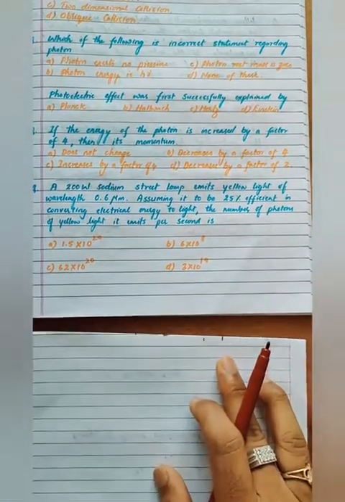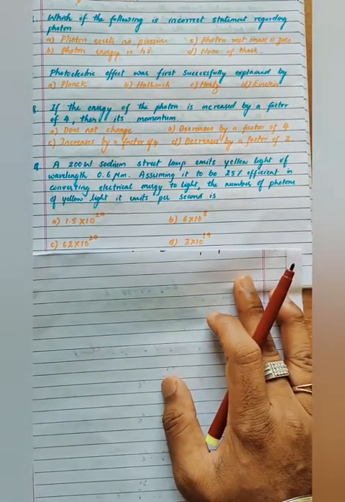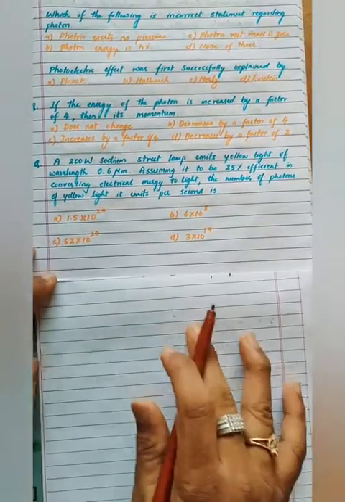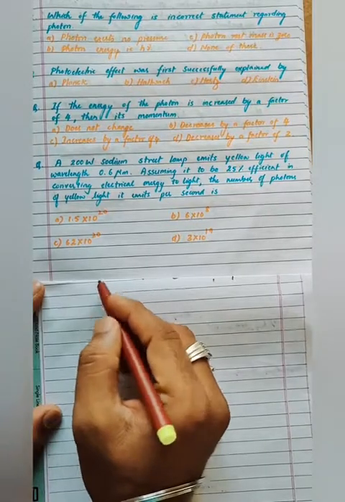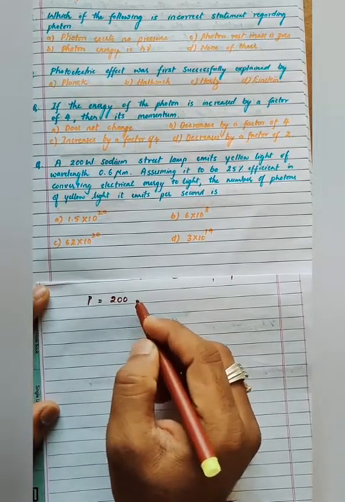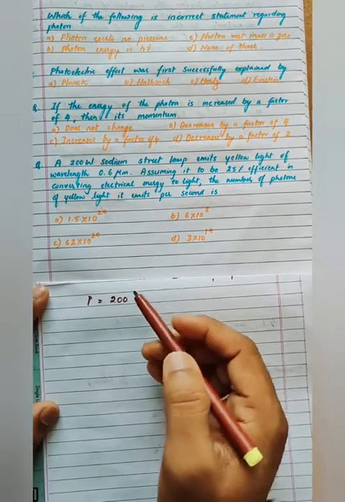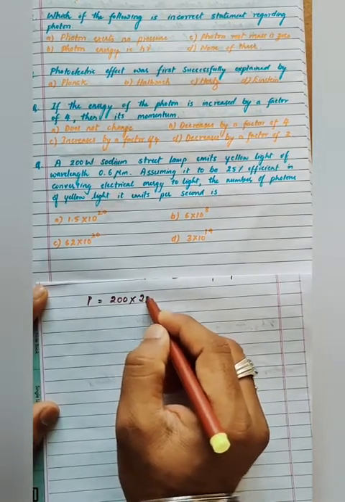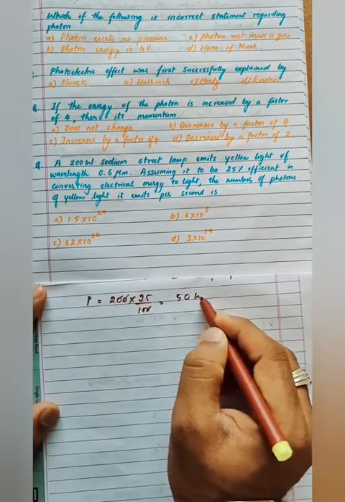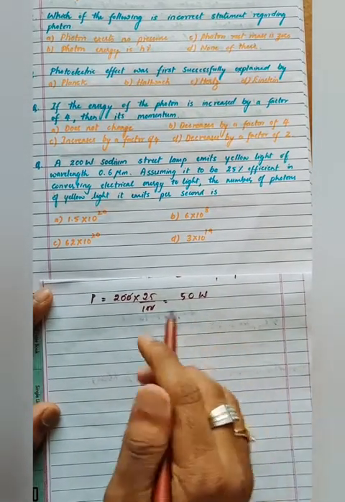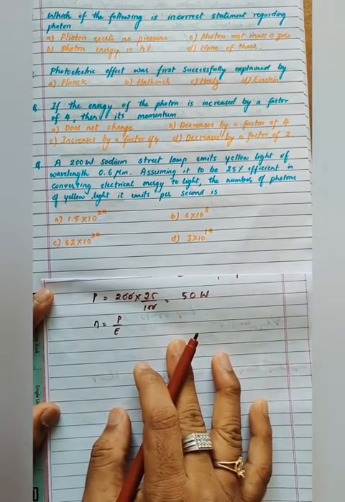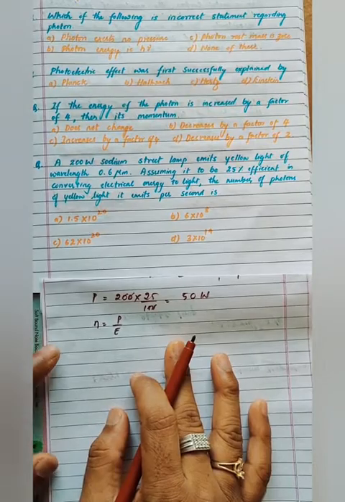You have to find n here. To find n, let us solve it. You can try on your own meanwhile. They have given power P, 200 watts, but you have to convert it, because 25% efficient means 25 by 100, so the zeros get cancelled and it comes to 50 watts. So 50 watts is the power, and we know n is power divided by E. This is the formula, but the energy is not given, so it is very important to find the energy first.